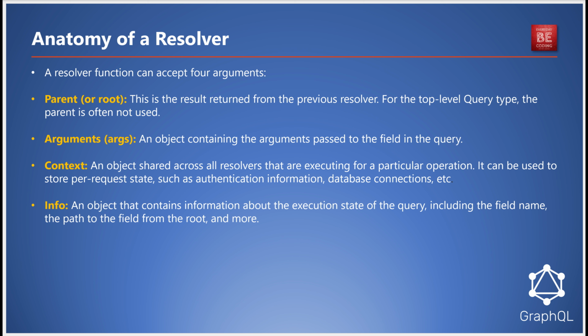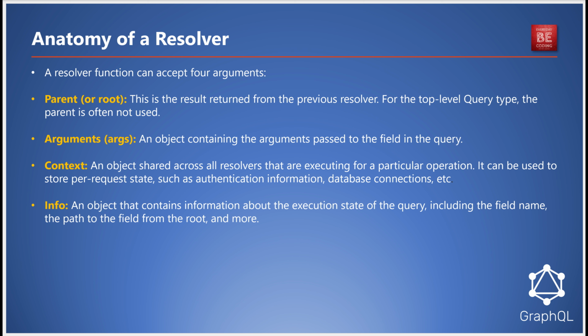The context argument plays a crucial role in maintaining the state throughout the transaction. It's a persistent object that can carry necessary data like user authentication credentials, database connections, or custom functions across multiple resolvers during a single operation.